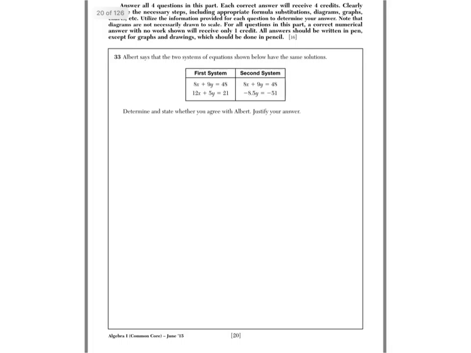Justify your answer. So you have two systems of equations, and there's two ways in which to solve for these problems. However, for either one of the methods, you still have to solve each equation for y. So whether you do it algebraically or you do it graphically, you need to solve each equation for y. Now I know that these two are the same, so I only have to solve it once. So I'm going to go ahead and write it off to the side here.